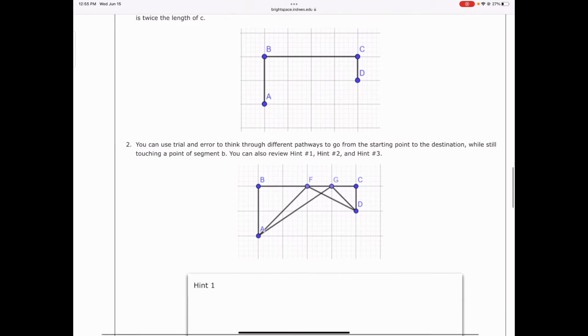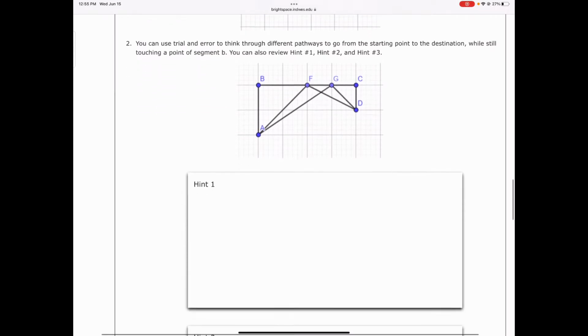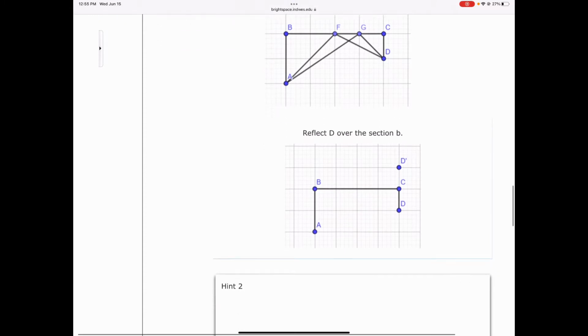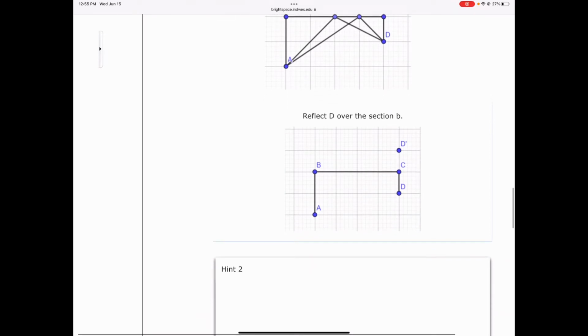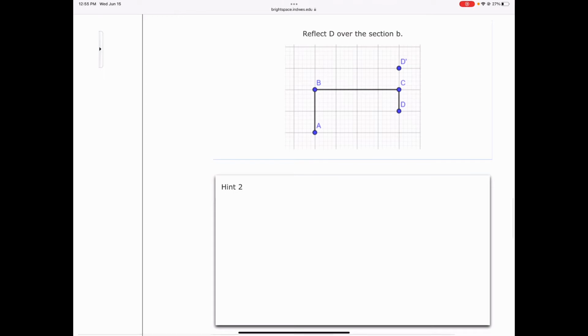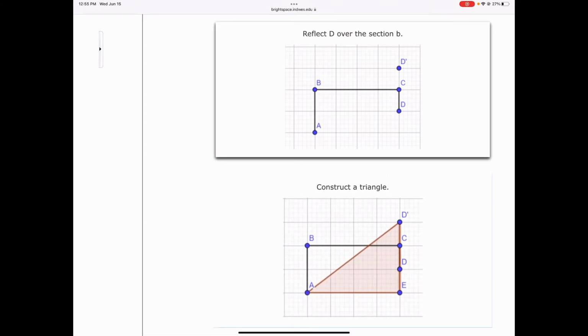It gives you some potential scenarios. You could go through F or you could go through G. The problem is because we want this to be a right triangle, you're going to have to pass through segment BC. I will show you. Hint number 1 says, if I'm going to cross through point G, I'm going to take D and put it on the other side of the line. Then if I draw a line from A to D prime, the little mark up there is D prime, this is now a triangle.